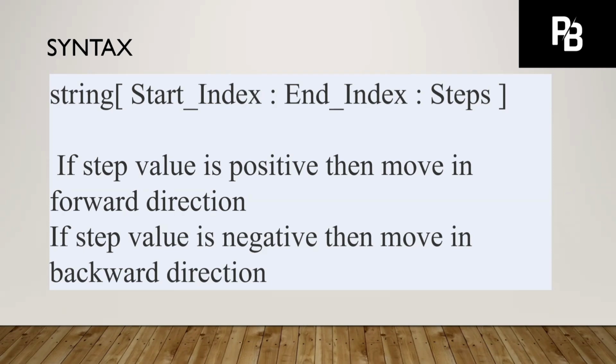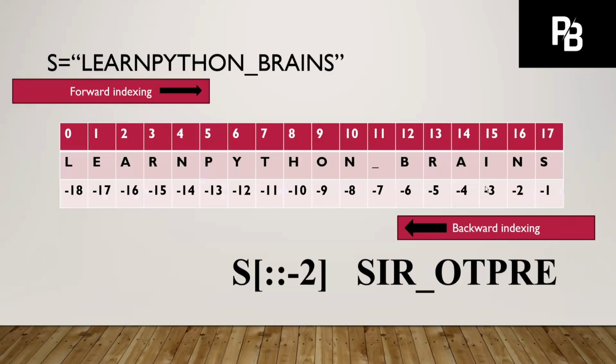How? Just keep 2 points in your mind: if the step value is positive, then move in the forward direction. If the step value is negative, then move in the backward direction. Only these 2 points. These 2 points help you in solving questions also. So these 2 points are very important for string slicing: positive step moves forward, negative step moves backward.